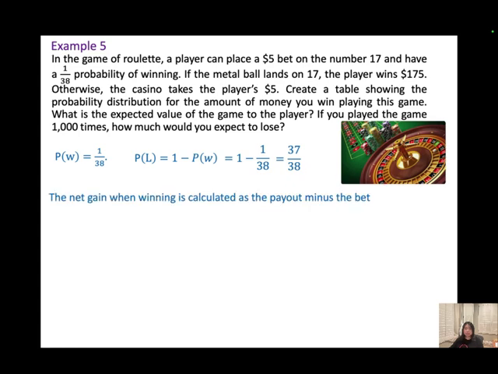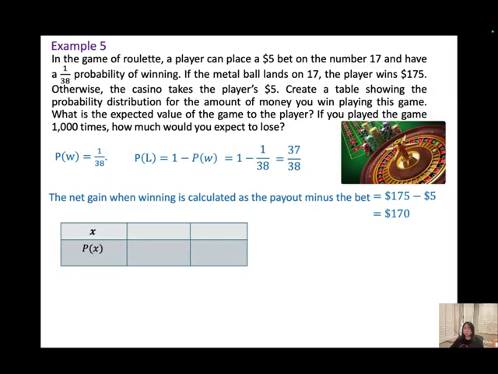The net gain when winning is calculated as the payout minus the bet. So either you can win $175 or you may lose your $5. The net gain will be 175 minus 5, which is 170. Now we try to create the probability distribution. I could win $170, and the probability of winning is 1 over 38. If I lose, I will lose $5, and I'm going to put the negative here. Negative means I lose the money. And the probability is 37 over 38.